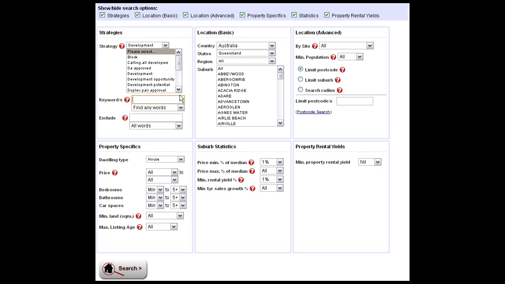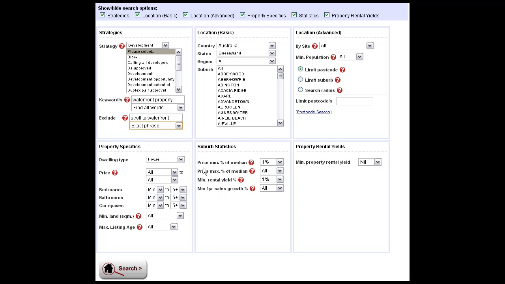If we were to use the keyword section, we can then do things such as look for waterfront property. We can put waterfront property in there and either search for individual words, individual phrases, or words, things like that. We can exclude words or phrases, so if we want to make sure that when we're looking for waterfront property we don't want property where it says easy stroll to the waterfront, then we can exclude that kind of phrase out of the results.